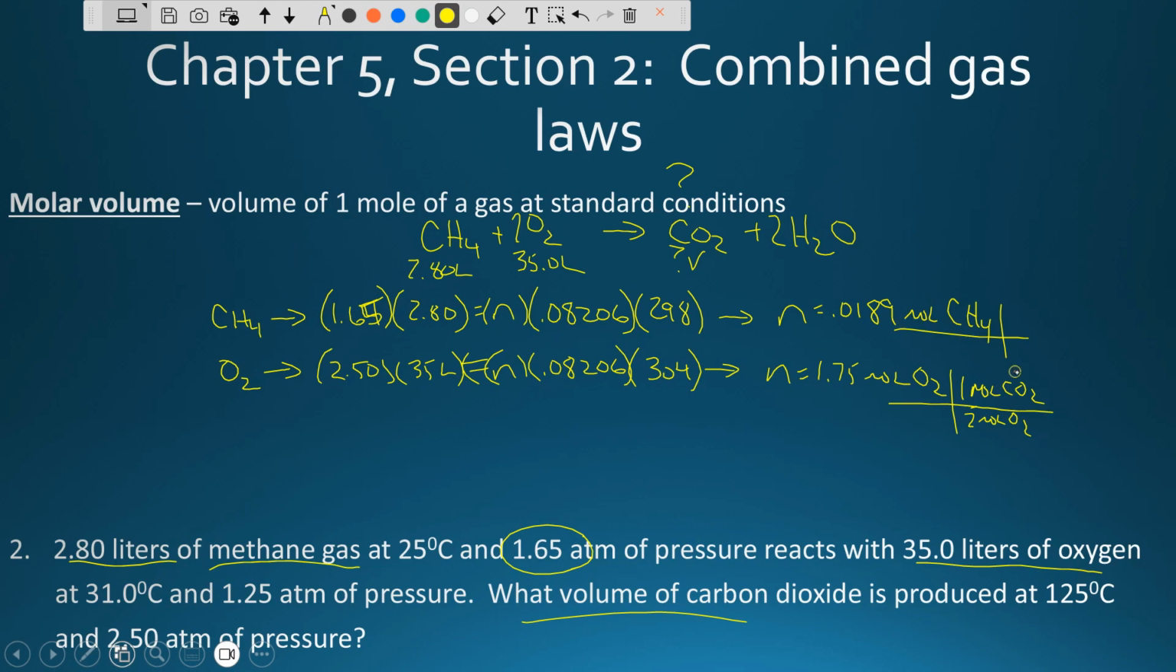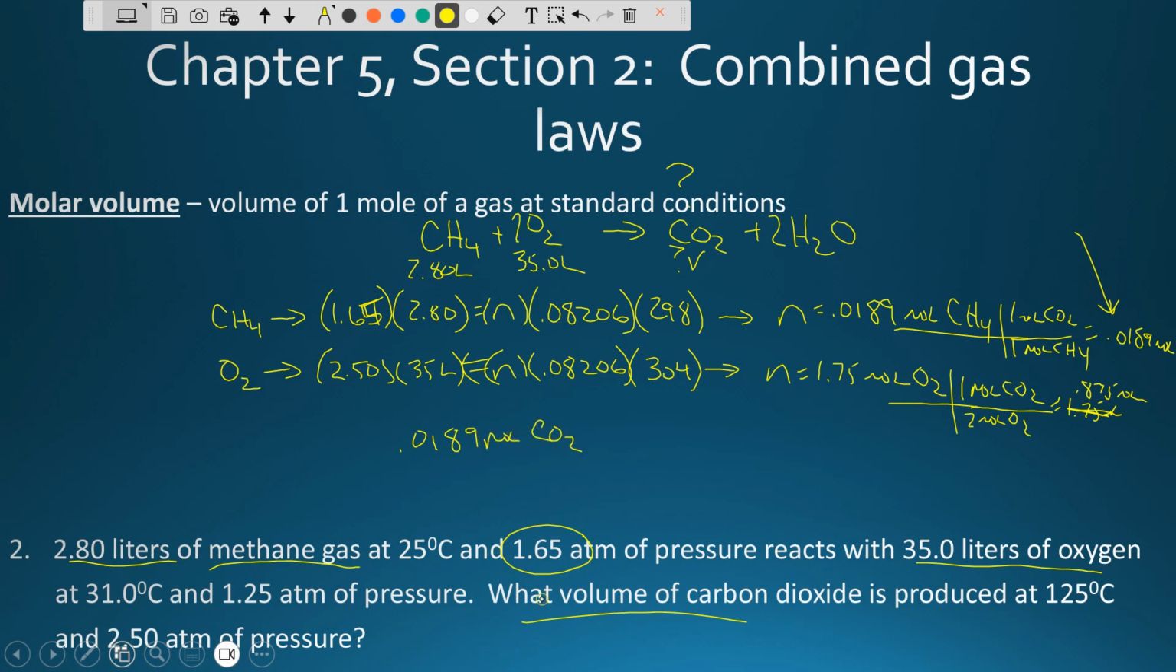Okay, now the same thing here. I have 1 mole of methane for every 1 mole of carbon dioxide. Okay, so this ends up being 0.0189 moles of carbon dioxide, and on this side I end up with 1.75 moles of carbon dioxide. No, I'm sorry, I get 0.875 moles of carbon dioxide. So this is my limiting reagent. I only produce 0.0189 moles of carbon dioxide.